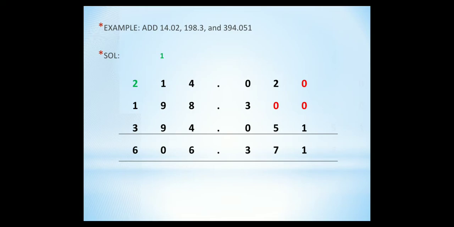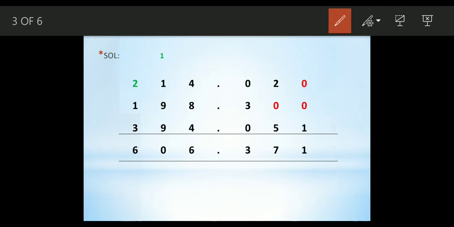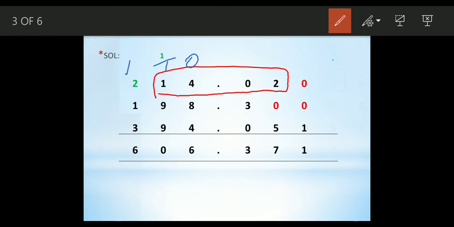The first number is 14.02, so I have written 14.02 first. The next number is 198.3. Here the 1 in 198 is in the hundreds place value. This is ones and this is tens, so my number here starts with hundreds. So I'll start from the hundreds place value, and you should not write it below the tens. That's what I said: you need to write the number according to the place value. So I'll start with hundreds, then tens and ones place value.